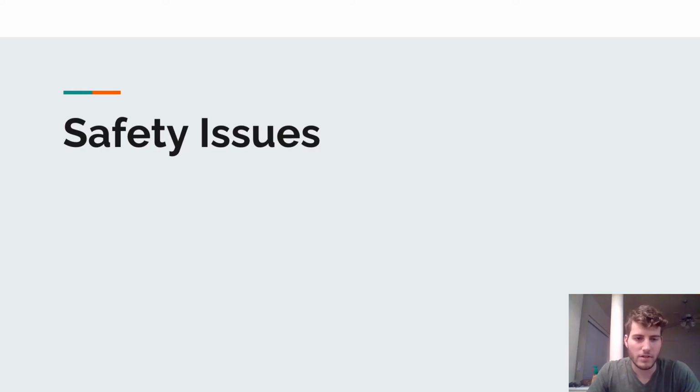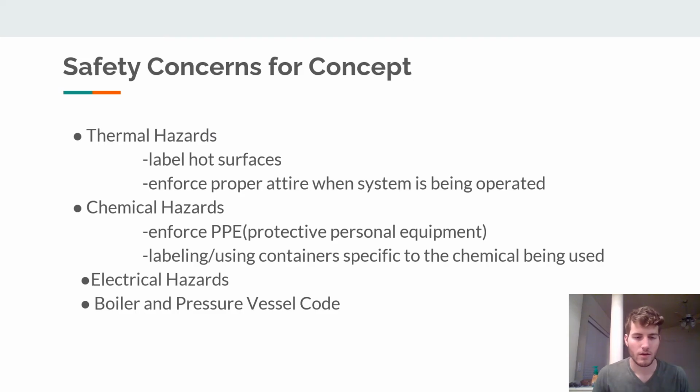All right, so now we're going to talk about potential safety issues and hazards that we've identified pertaining to our system, and then also some potential regulations and codes that we might have to look into and follow. So we came up with 3 potential hazards that our system's going to have. We're going to have thermal, chemical, and electrical hazards.